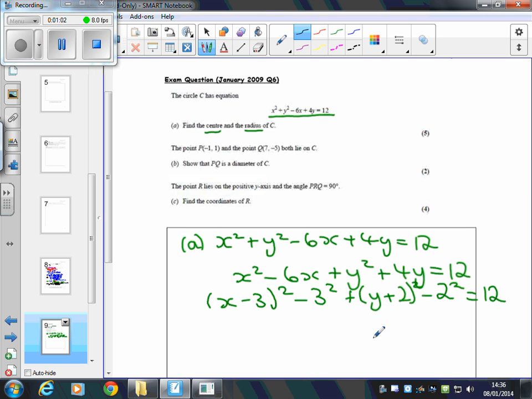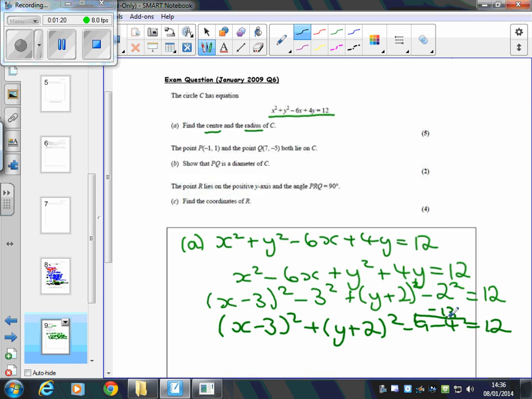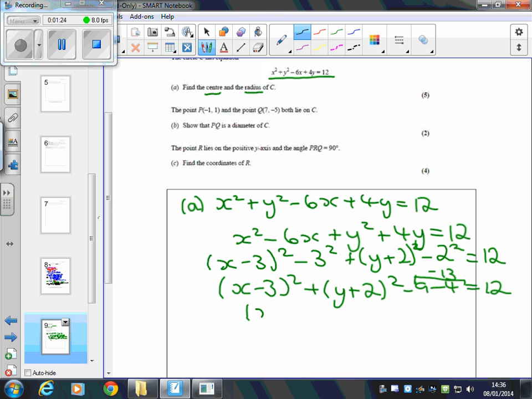Gathering these two numbers together and taking them to the end gives me (x minus 3) squared plus (y plus 2) squared minus 9 minus 4 equals 12. These come together to give me minus 13. Taking them over to the other side gives me the equation of the circle: (x minus 3) squared plus (y plus 2) squared equals 25.